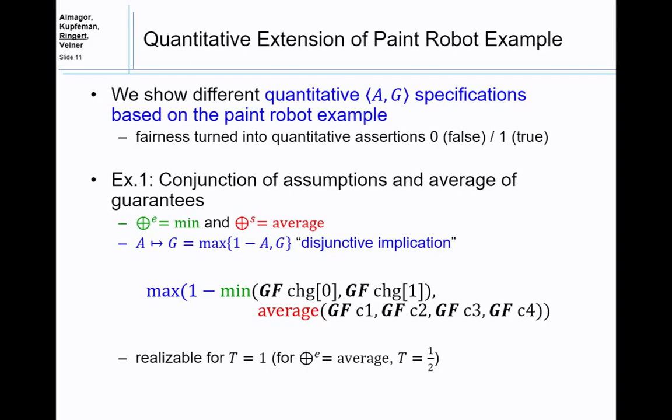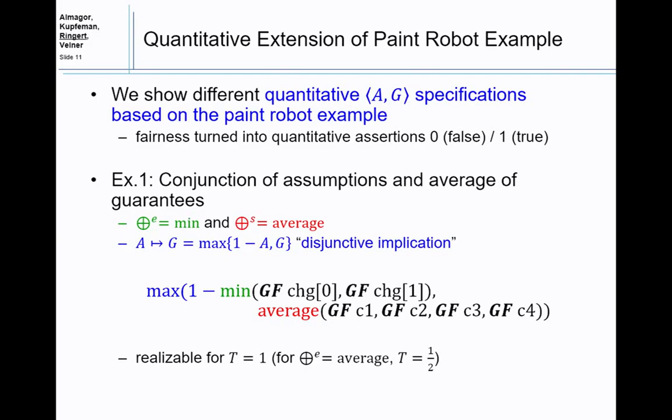An example for this paint robot: we first choose something that corresponds to conjunction. This would be minimum. We use minimum as the conjunction over the assumptions, and we use average as the quantitative conjunction over the guarantees, and we use the disjunctive implication. Then what we get is the maximum of 1 minus the minimum over the assumptions, and the average of the guarantees.